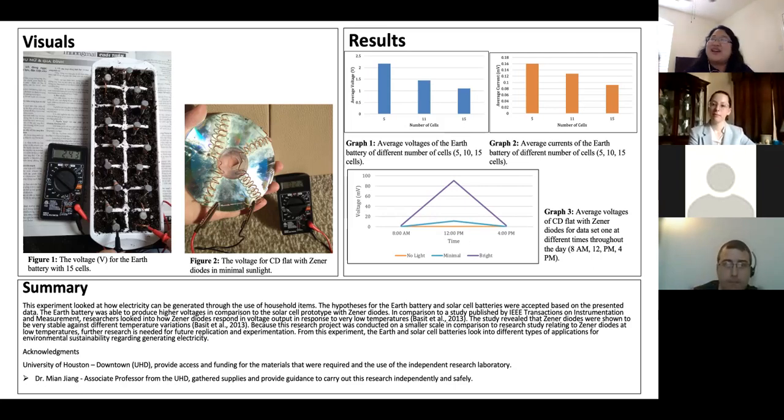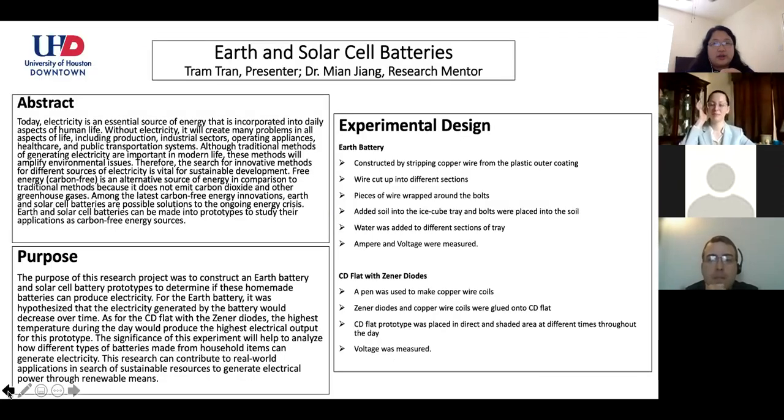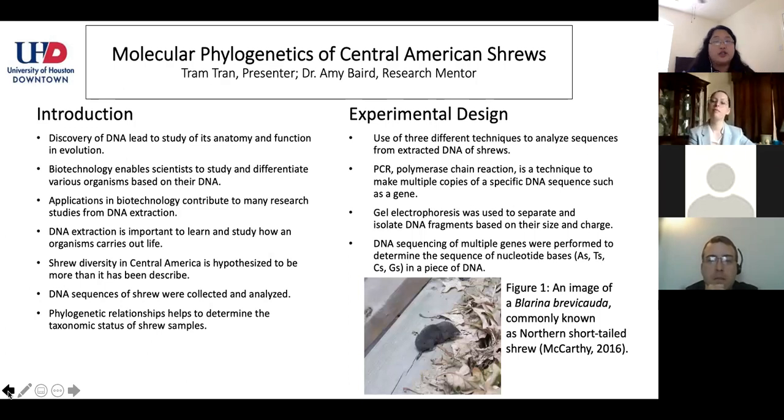For me, I could talk about it for an hour. For the first one, I'm currently participating in an undergraduate research class with Dr. Baird over biology. I got into this because she assigned me to work with Central American shrews. At first I thought the shrews looked like mice, like rodents, but they're actually mammals and they're not classified as rodents. We looked at DNA and different techniques on how we can use extracted DNA to identify the species, or just have a glimpse of what they are related to.